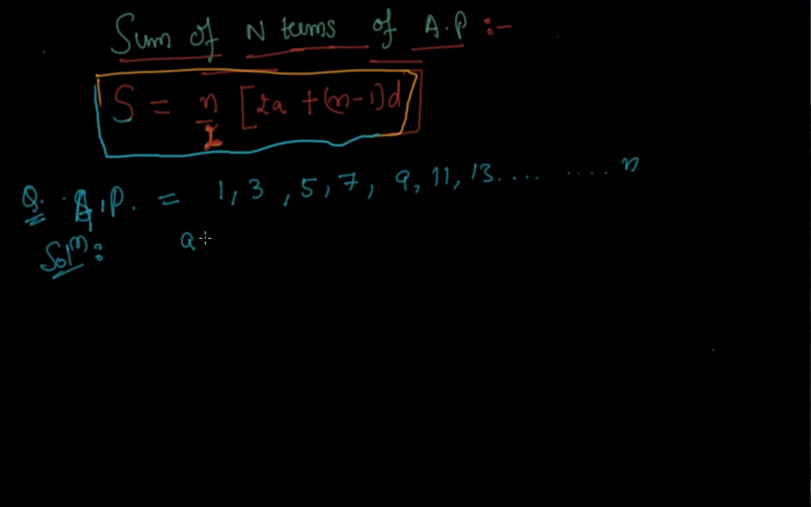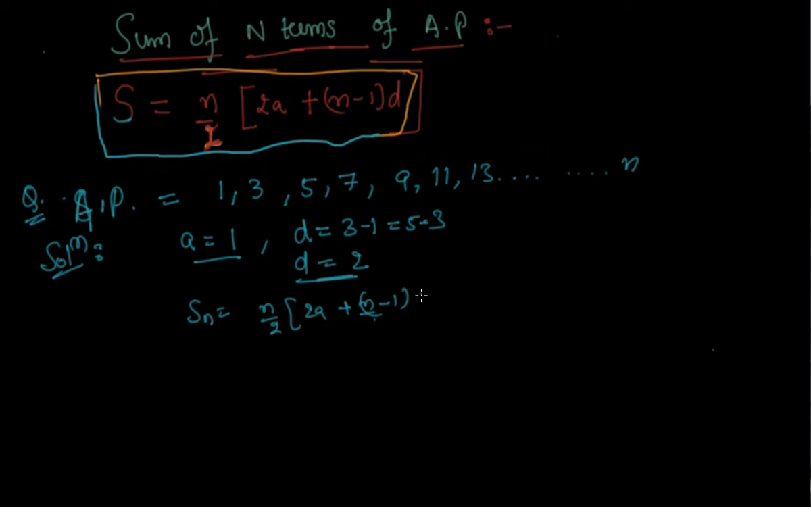First we will check the value of a, the first term, which is clearly shown here as 1. Secondly we will calculate the value of d, which is 3 minus 1 or 5 minus 3, equal to 2. After getting the values of a and d, we will use the formula of the sum of n terms. Sum of n terms is n by 2, 2a plus (n minus 1) into d. The d here is 2. So n by 2, 2 into 1. After putting the values of a and d in the equation, n by 2, 2 plus 2n minus 2.